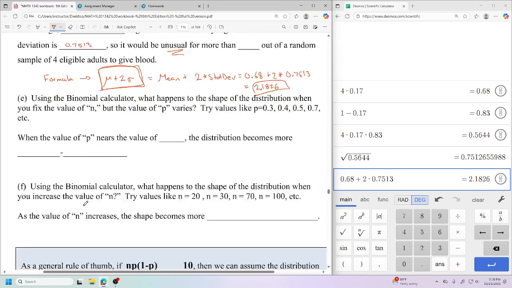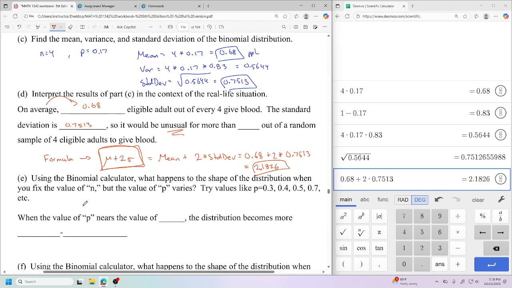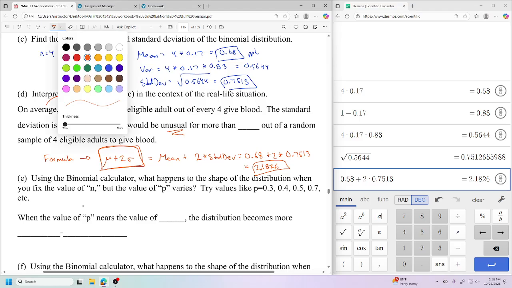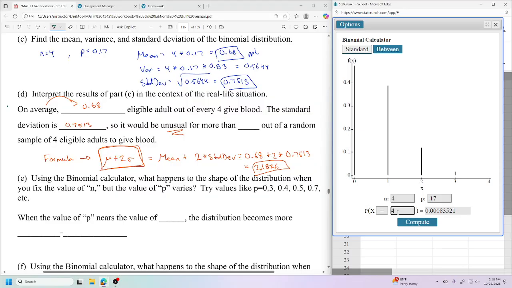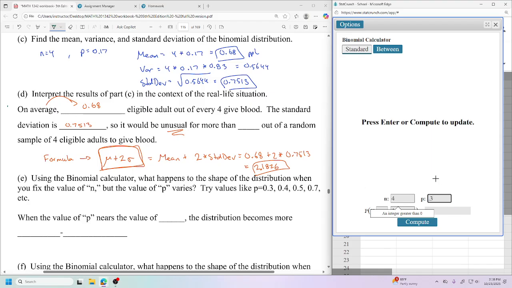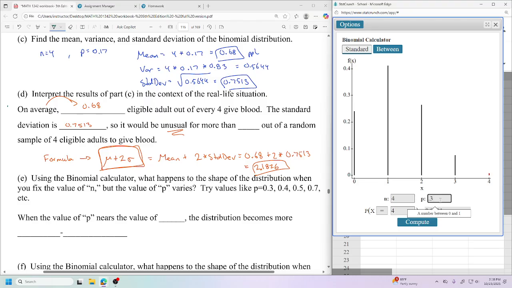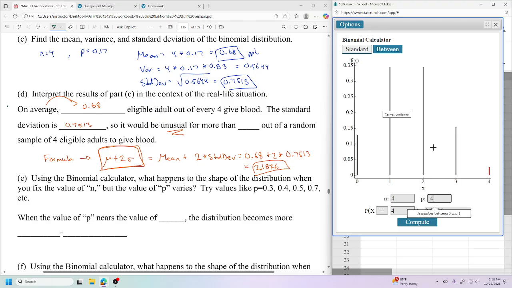Oh my gosh, look, part E, part F. All right. We can do this. Using the binomial calculator, what happens when we change all these numbers? Okay, so let me pull it back up. This is more of a concept thing. So they're saying change my P to a 0.3 and then a 0.4. And look at these bars here.